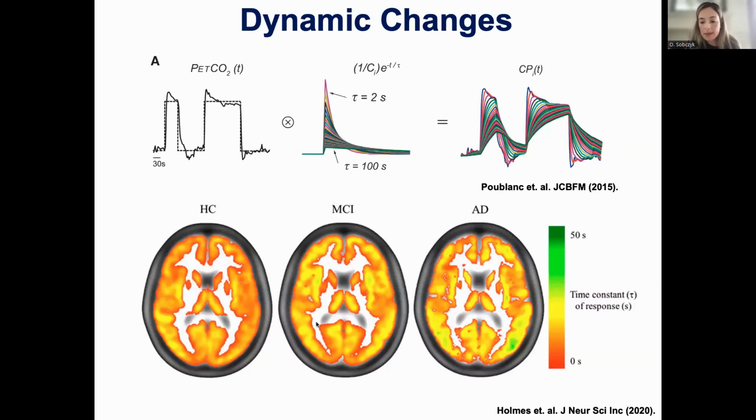Below, we have maps of examples of the time constant of response in healthy controls, whose average values range anywhere from 20 to 25. We have mild cognitive impairment, where the response is a little bit slower, and then we have Alzheimer's, which shows even longer response times. Further information regarding the speed of response can be found in this publication, as well as the next speaker, Alex, who will be getting into this in a lot more depth.